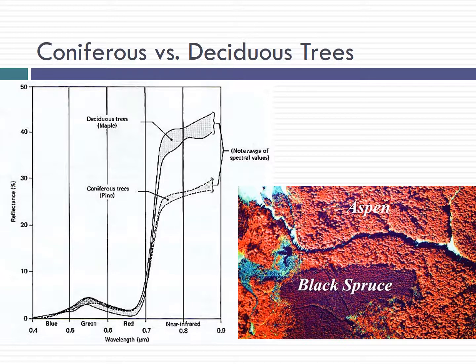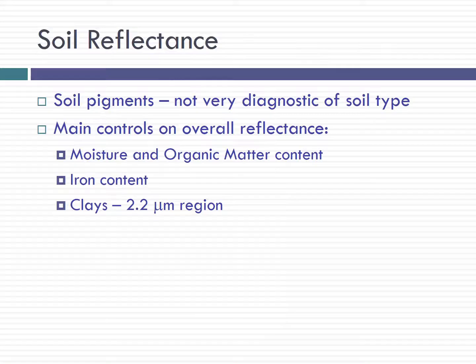We can do the same kind of thing and try to figure out different tree species. Black spruce versus aspen. That's what we're seeing on the right. Maples versus pine trees. That's what we're seeing on the left. The pattern on the left is reflected in the right in this false color infrared.